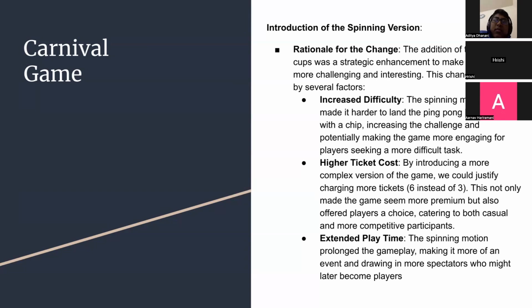The higher stake costs, because we could justify charging 6 tickets instead of 3 with a more complex version of the game. And this not only made the game more premium, but also offered players a choice, catering to both casual and more competitive participants. The extended playtime through the spinning motion prolonged the gameplay, making it more of an event and drawing more spectators who might later become players.